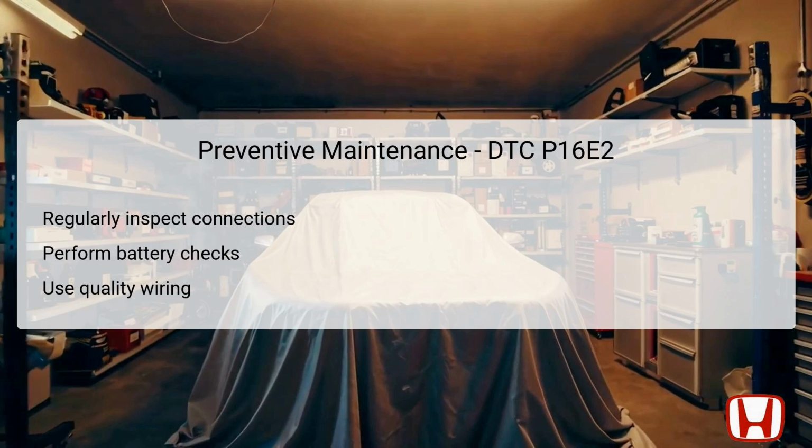Additionally, performing routine checks of the battery, including its health and voltage levels, will help maintain the overall electrical system's integrity. Utilizing high-quality wiring and components also decreases the likelihood of communication errors arising from wear or degradation. Lastly, using a systematic approach to troubleshooting when errors do occur can help in rapidly diagnosing and resolving issues, thus extending the lifespan of the vehicle's electrical components.